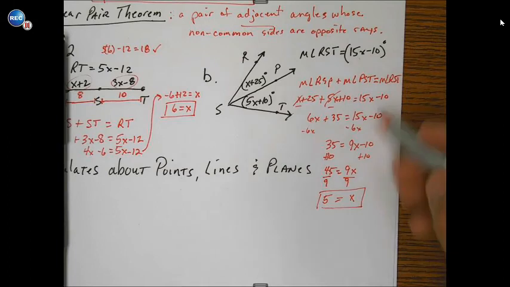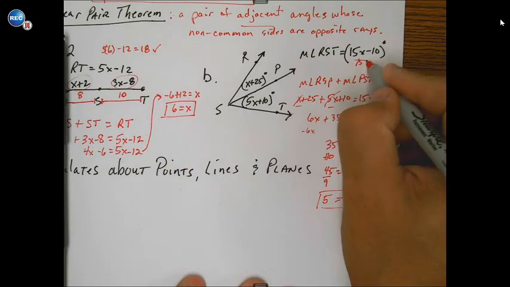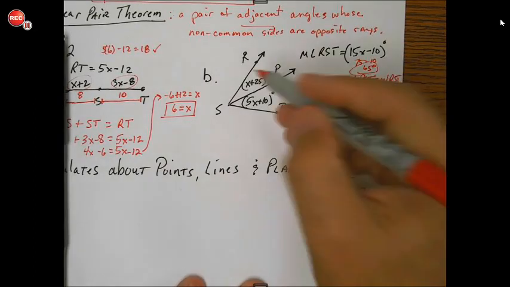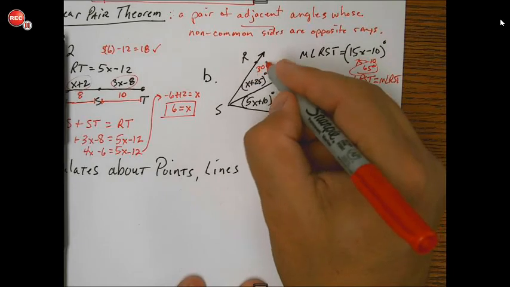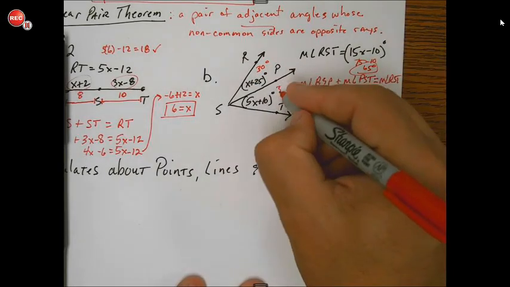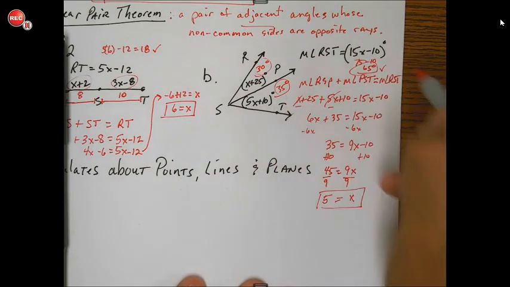Okay, so let's check it, make sure. If I put 5 in, 5 times 15, 75. 75 minus 10 is 65. That's the whole thing. Let's see. 5 plus 25 is 30. And then 25 plus 10 is 35. 35 and 30, does that add up to be 65? It sure does. Check.